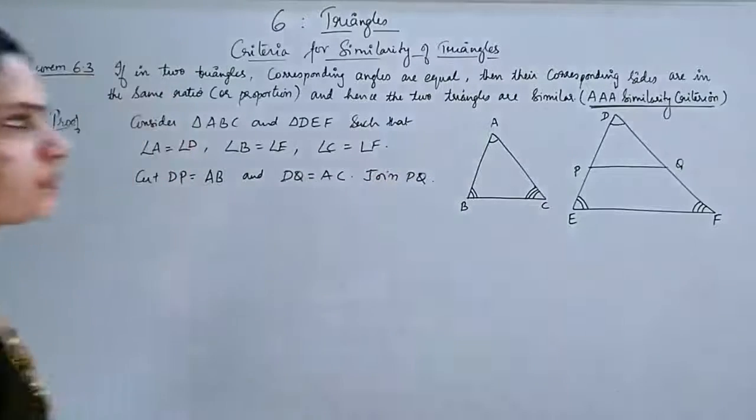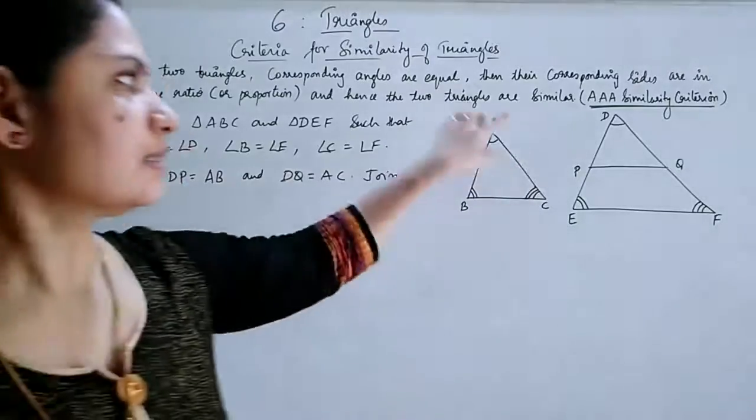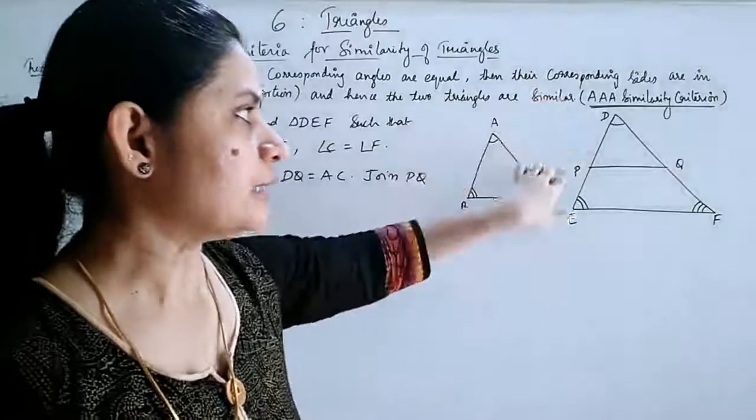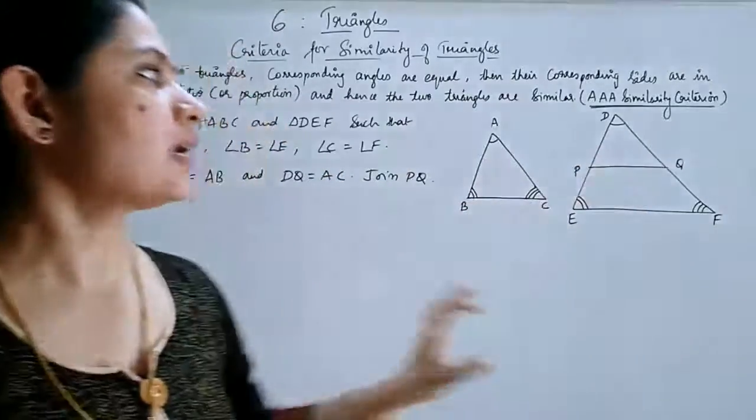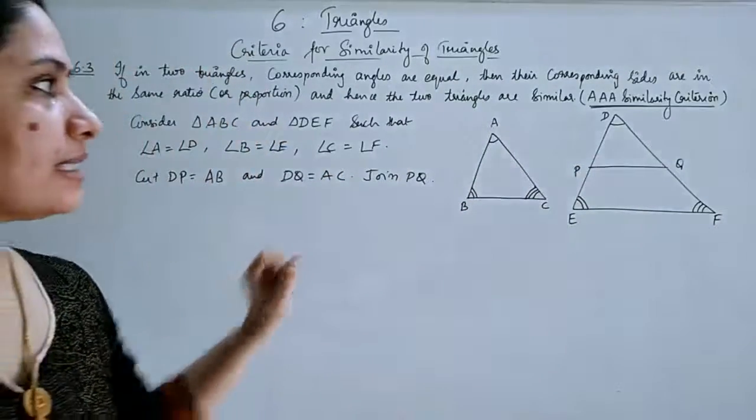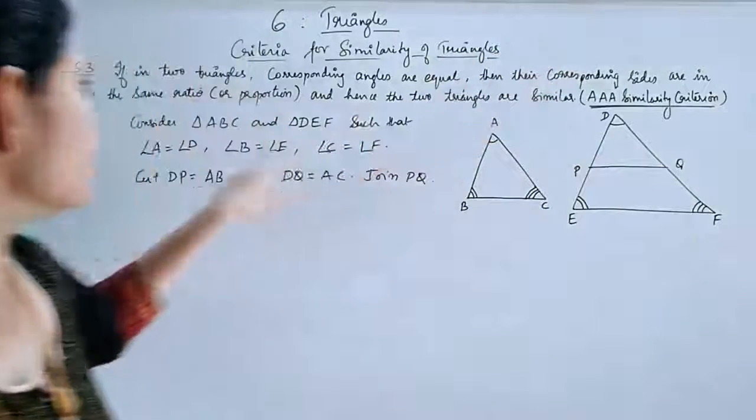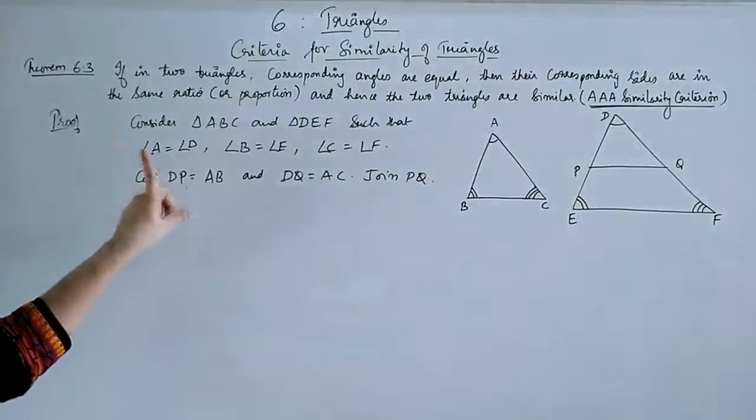PQ. Now you can see two triangles here, ABC and DPQ, right? Now our purpose is to show that these two triangles are congruent. How can we show that? Angle A is equal to angle D. Already we have that concept. So one angle we got.